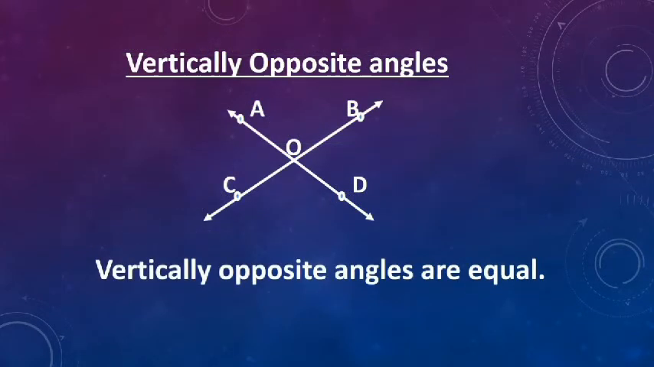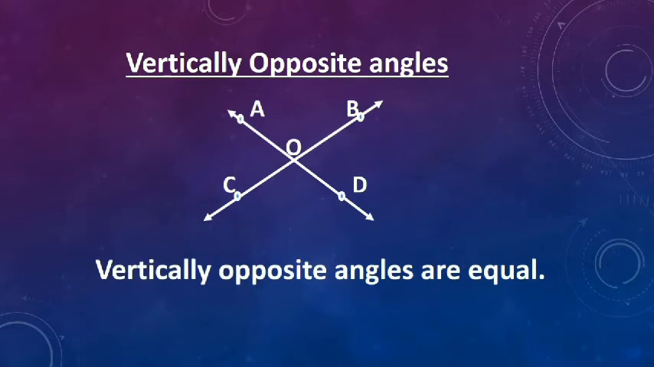Now, vertically opposite angles. In this figure, two intersecting straight lines AD and BC form four angles or two pairs of angles. The pairs of angles which are at the opposite side of one another are known as vertically opposite angles. Here, angle AOB and angle COD are vertically opposite angles. Also, angle AOC and angle BOD are vertically opposite angles.